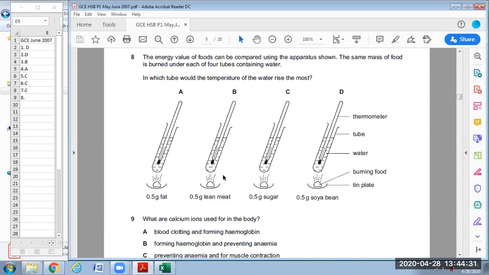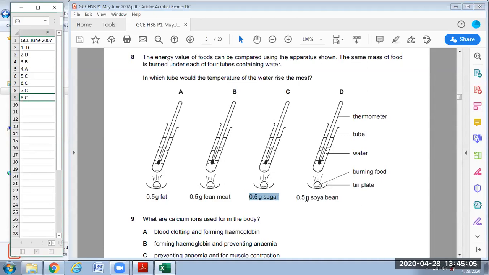A. The energy value of food can be compared using the apparatus shown. The same mass of food is burned under each of the 4 tubes containing water. In which tube would the temperature of water rise the most? So anytime you have fat and you burn fat, you're getting most energy. Well, apart from sugar, I'm seeing sugar as well here, and the same amount. All right, so the one with the most energy would have been sugar. So C.